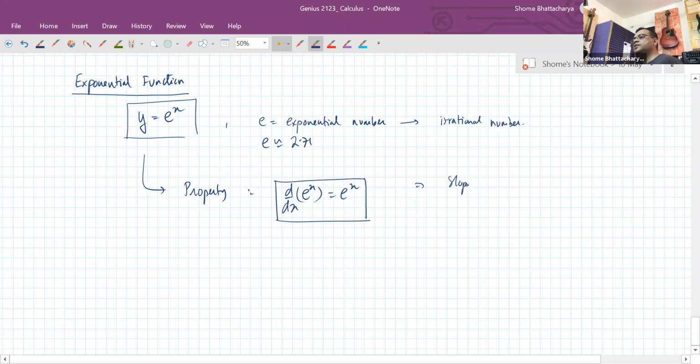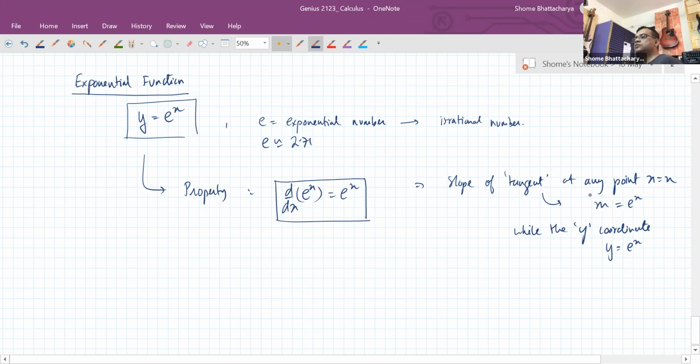the slope of the tangent at any point x is equal to e raised power x, but also the y coordinate is also e raised power x. So whatever is the value of the y coordinate, that is equal to the slope of the tangent. For example, at x equal to 0, the y coordinate is 1, and the slope of tangent is also 1.